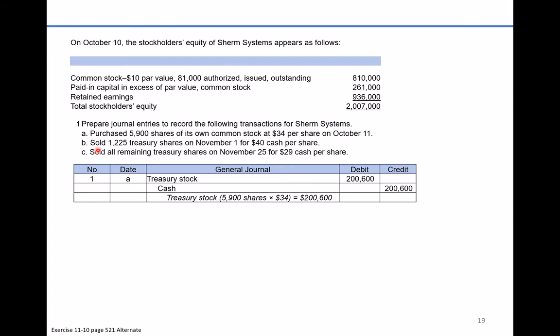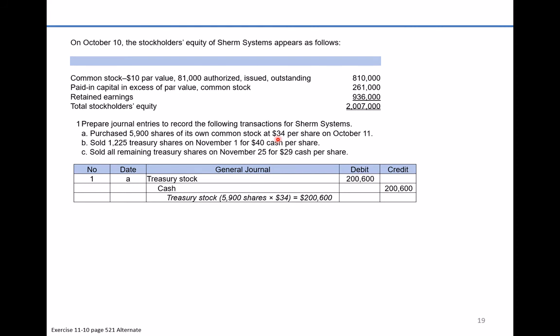Transaction B says this company is selling 1,225 shares on November the 1st of those shares that they previously bought. They're selling them at $40. What did they buy them for? $34. So are they making some money or losing some money on the deal? Well, they're making some money. They're selling them at a $6 premium. That $6 premium will be called additional paid-in capital, Treasury.